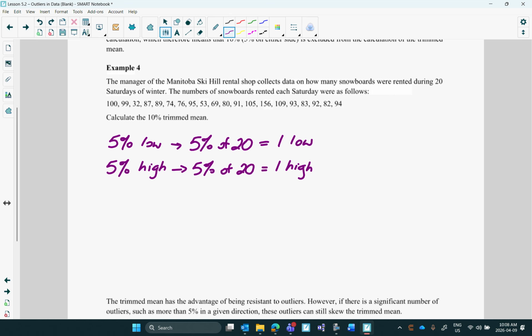Did you write it? Oh yeah, there's a 32 and 156. So once we do that, and again, I'm not going to write it all out, we just take all the numbers that are left, divided by 18 because we removed 2 of them. And we get an answer of 87.3.